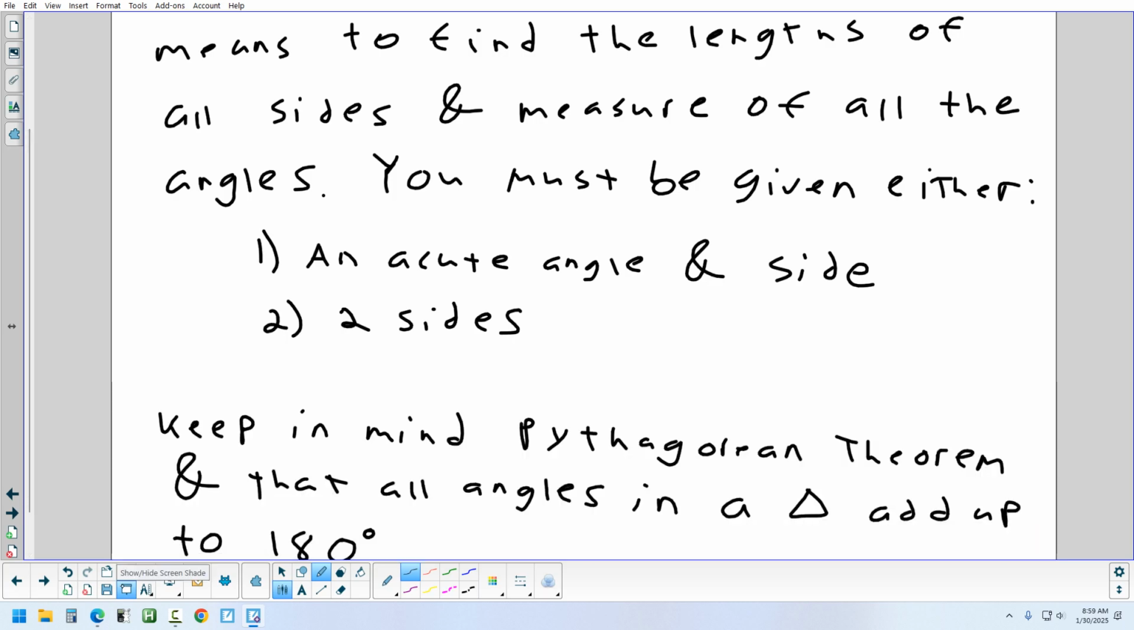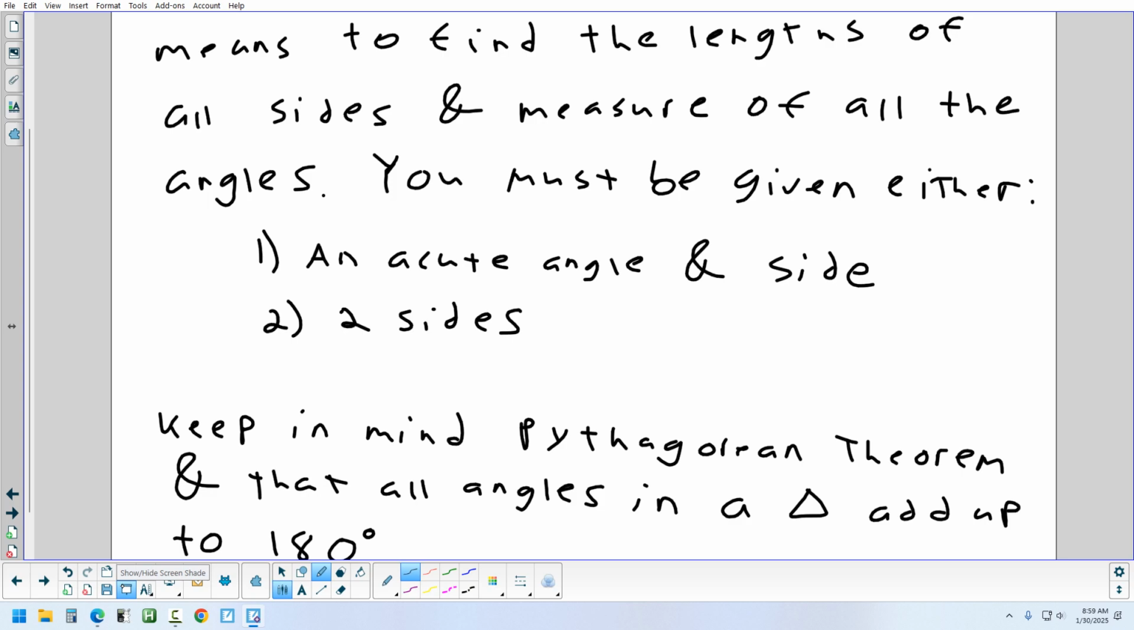So a couple things that we can use. Pythagorean theorem is something that you are allowed to use to do this. And keep in mind that all the angles in a triangle have to add up to 180. One thing we generally want to avoid, though, is we're going to be missing three things in every problem. You do not want to use something that you calculated by hand to then calculate something else.